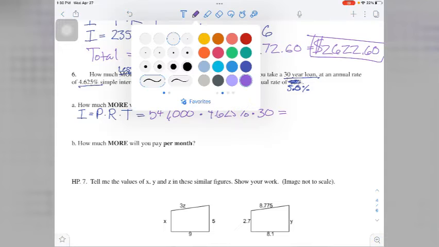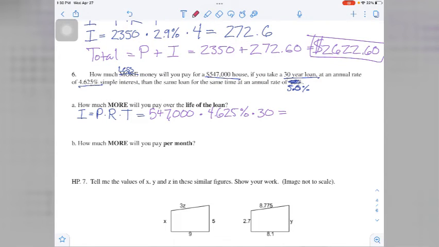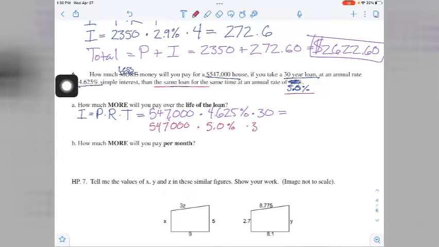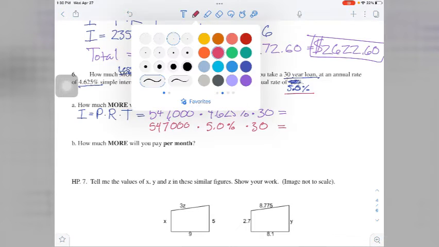And then we have another loan that is the same loan, except it's at 5%. So $547,000 times 5.0%. So here our percent increase is 0.375%, and that's not very much, or it doesn't seem like very much. But the question is, how much more is it over the course of a long term with a large loan like this?